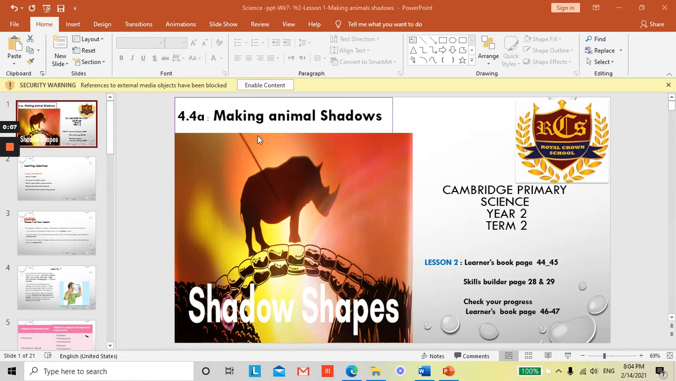The topic is about making animal shadows. Lesson 2, we are going to use our learner's book page 44 and 45, skills builder page 28 and 29. Later we will check our progress, our learner's book page 46 and 47. Let's look at our learning objective.